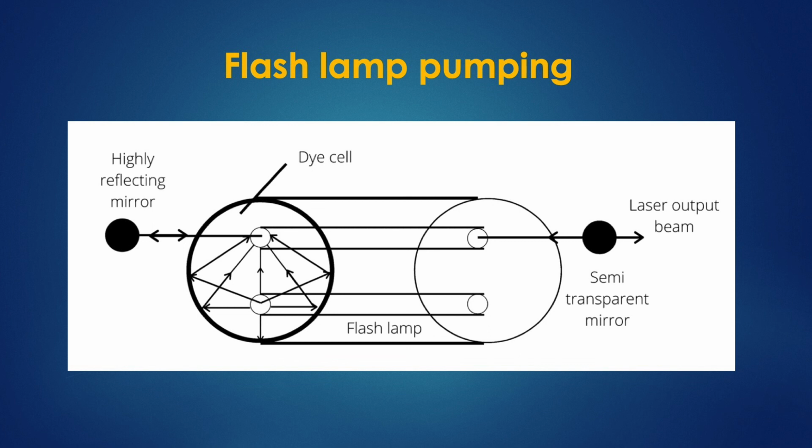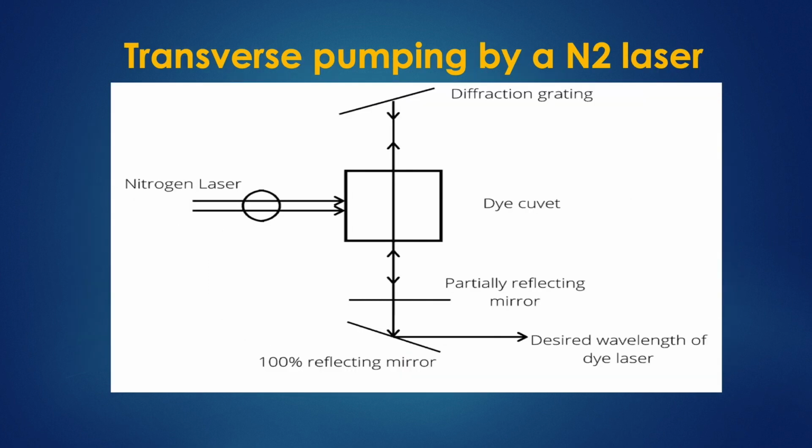Another very important, most commonly employed pumping design for dye solution lasers is the nitrogen laser. This is my favorite. In fact, my PhD is in this line. We start with a nitrogen laser, which is an ultraviolet laser. You use a cylindrical lens. This cylindrical lens will make a line image on the dye solution taken in a cuvette, a small rectangular cuvette. So, it will form a line image of about 1 centimeter or 1.5 centimeter length. But the pumping will be very fast.